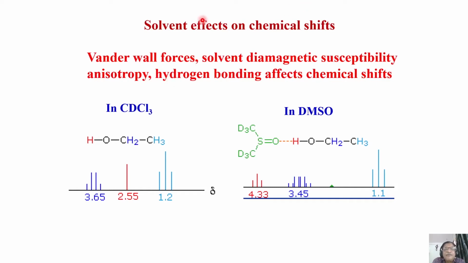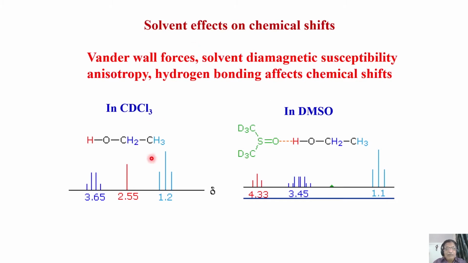Sometimes it so happens that you synthesize the molecule and record a spectrum in chloroform, and you will get one type. You record the same spectrum in a different solvent like dimethyl sulfoxide, DMSO, and you get a different spectrum. Sometimes it appears different, and you may be wondering why, what is happening. These solvents sometimes influence your molecule. The solvent effect is there on the chemical shifts.